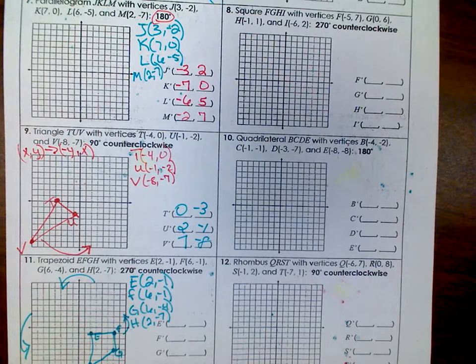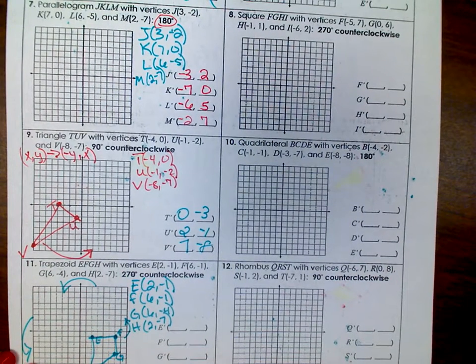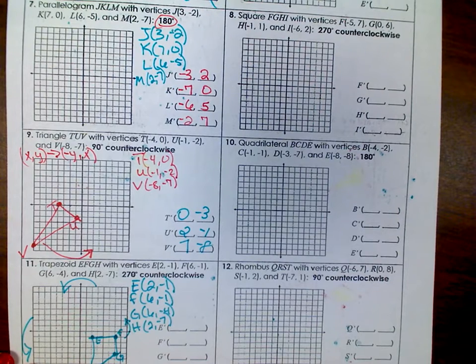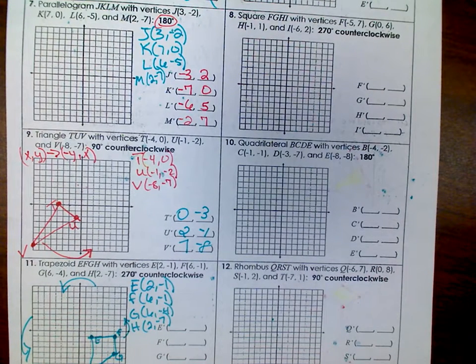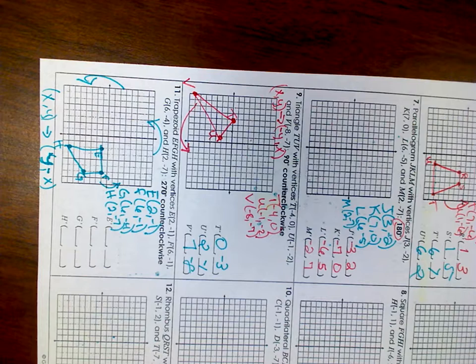So for 270 counterclockwise, remember your rule. X, Y is going to change to Y, negative X. Y, negative X. So I did it counterclockwise. That's the way your image should look.